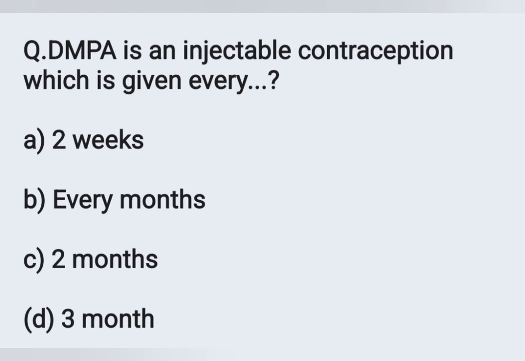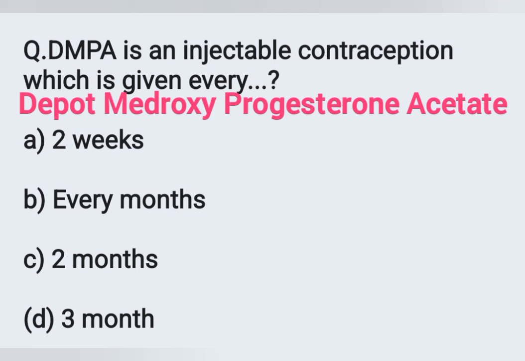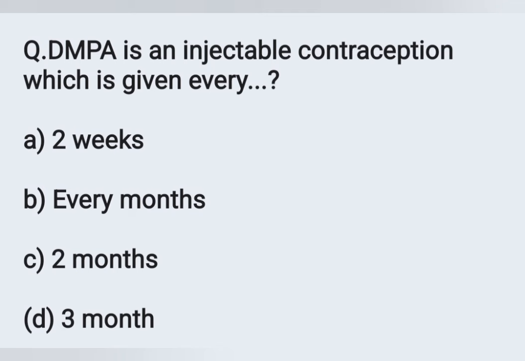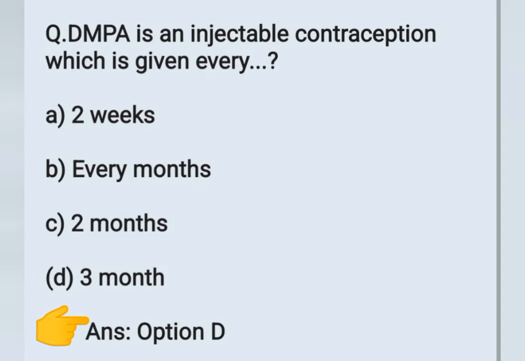And the next question is, DMPA is an injectable contraception which is given every. Options: option A, 2 weeks. Option B, every month. Option C, 2 months. Option D, 3 months. DMPA means depot medroxyprogesterone acetate, which is an injectable contraceptive method, and it is given deep IM, for every 3 months. Option D is the correct answer.